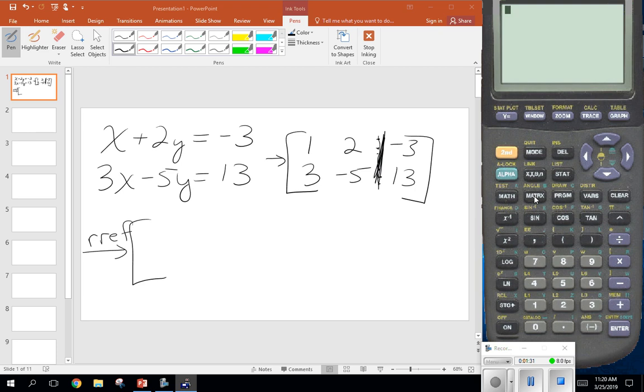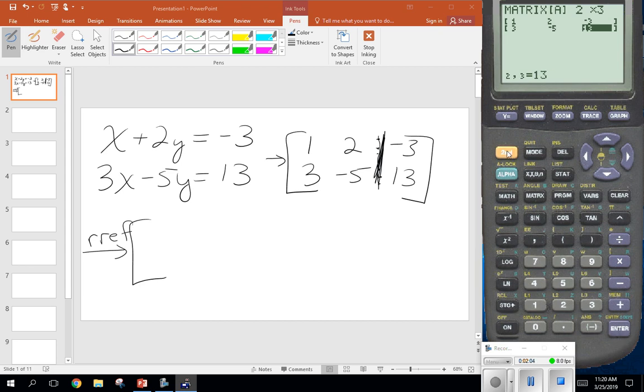That's how you get into your matrix menu. Mine's a little older, so I'm going to hit it here, go over to edit, and select one of these. I'm just going to put it in A, but I could pick a different one if I wanted to. I'm going to select that and hit enter. This size is a 2 by 3, so 2, enter, 3, enter. And then I'm going to put in the numbers: 1, 2, -3. Notice that line is not in here. It's not an issue. Just ignore it for now.